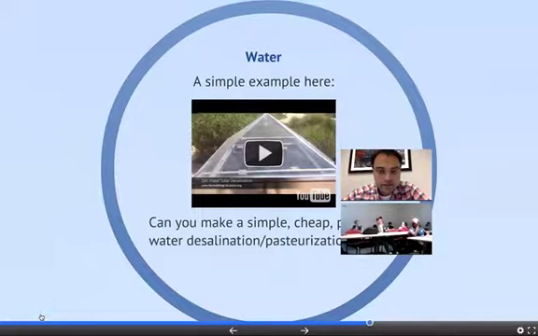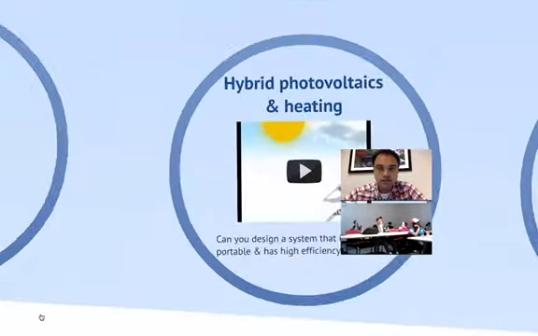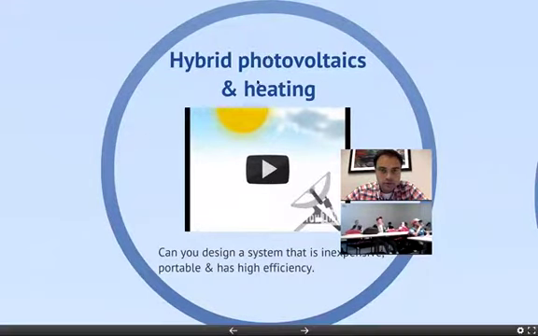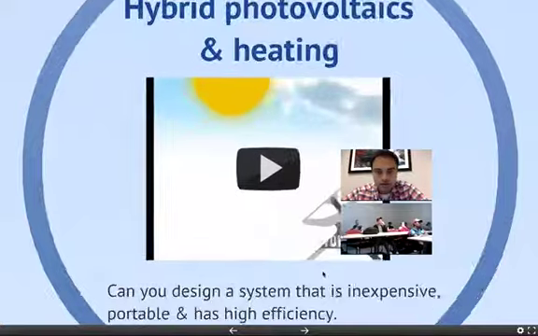Okay, perfect. So that's an example. Let's move on to another one. So this is essentially a hybrid system which talks about photovoltaics and heating. And this is again related to the second lecture that we went to. And the question is, can you design a system that's inexpensive, portable, has high efficiency? So let's take a quick look at what this is all about.